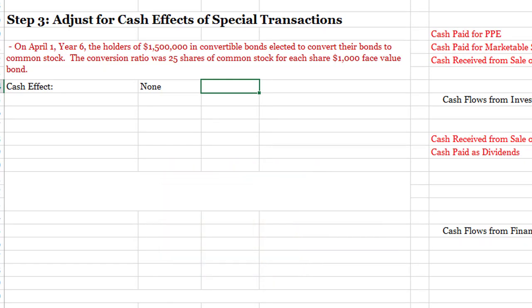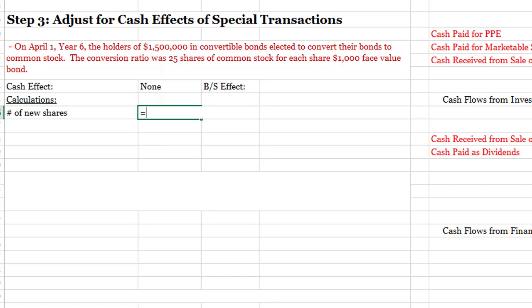So because of that, we want to list our balance sheet effect. And before we can really do our balance sheet effect, we need to calculate some numbers. So let's do some calculations. And we have several numbers that we need to know. First off, we need to know the number of new shares that would be granted as part of this conversion.